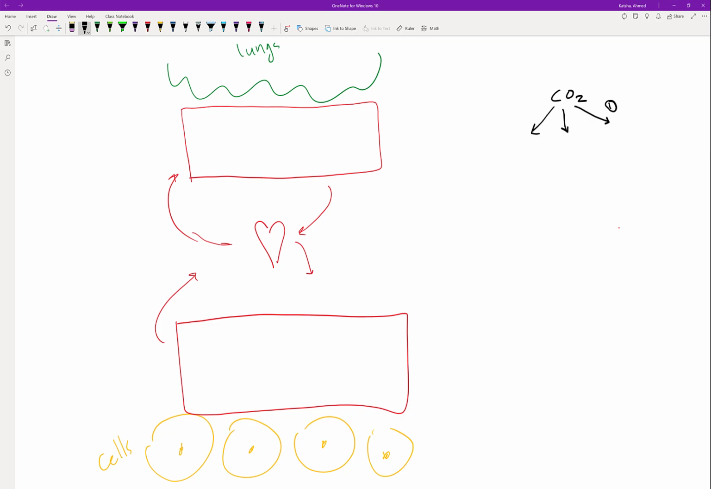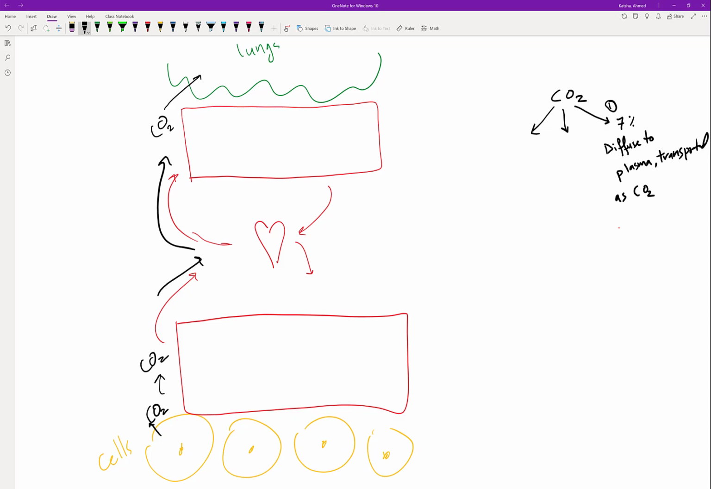First one is around 7% of CO2 diffusing to plasma and therefore transported as CO2. What does this mean? It means that those cells will produce CO2. The CO2 will go through the plasma, through the circulation. Once it's around the lungs, it will diffuse to the lungs. This is 7%. The second one, around 25% of CO2, binds hemoglobin and is therefore transported through the red blood cells.